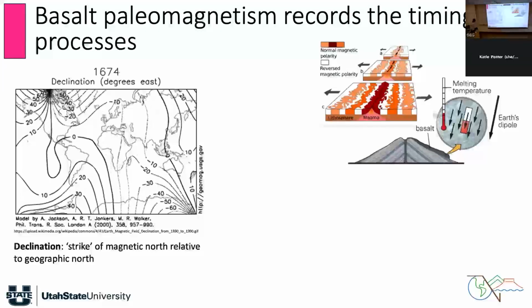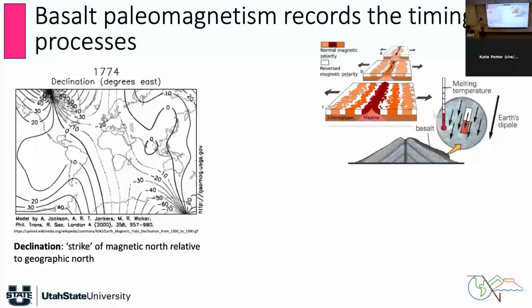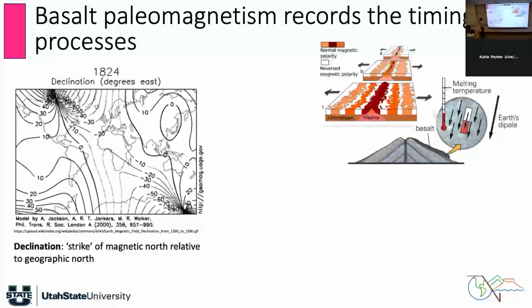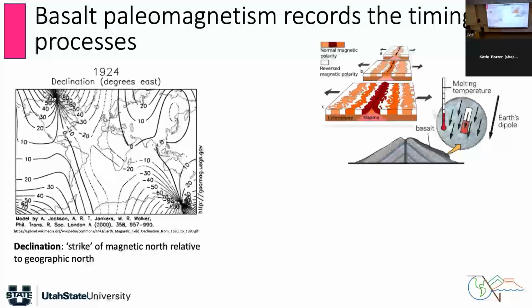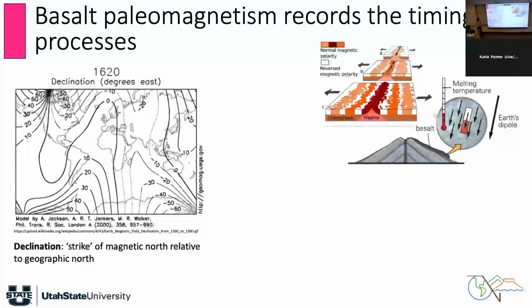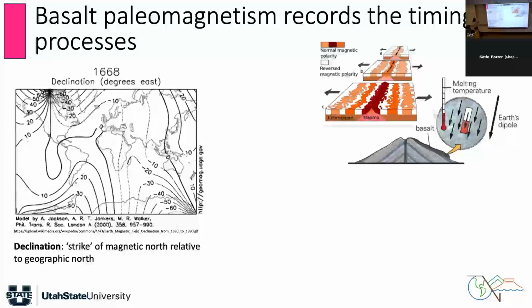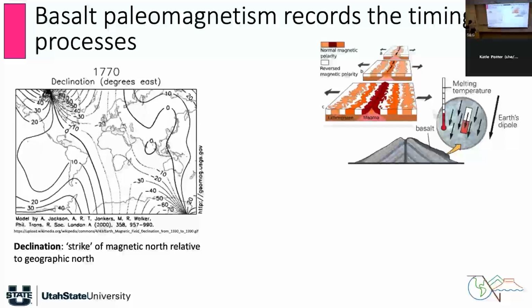And the first is declination. This is the deviation of the magnetic north from true north or geographic north. And this has changed through time. This is constantly kind of moving around. And we actually have a really good record of declination changes through time, at least over the last 400 years.